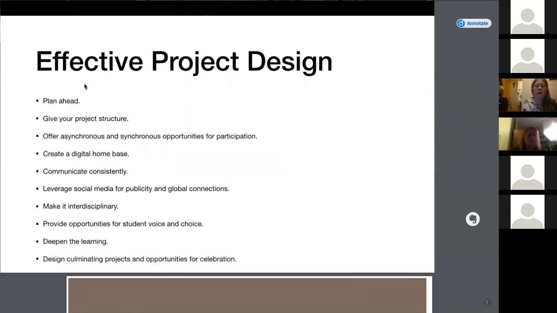The advice I would give people based on a project like this: you need to plan, you need to be structured, you need to allow people to do things in real time and not in real time. There needs to be kind of a digital home base, like a website or an Edmodo group where everybody collaborates. You need to communicate to your participants what's going on. Use social media to get people involved, make it interdisciplinary. Again, student voice and choice, and try to look for opportunities to deepen the learning and create some sort of project or product at the end.